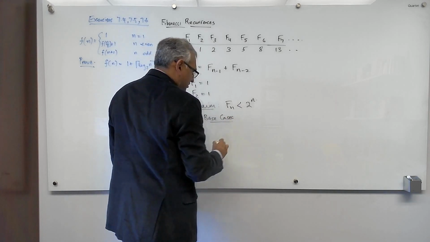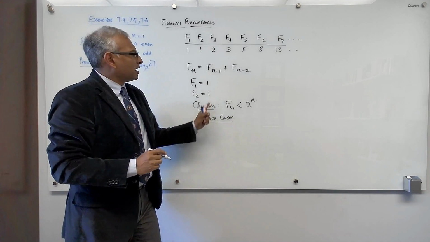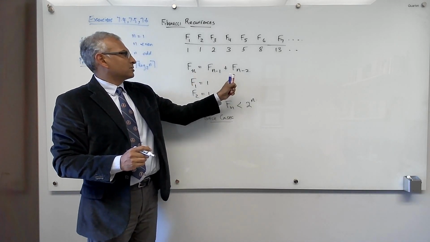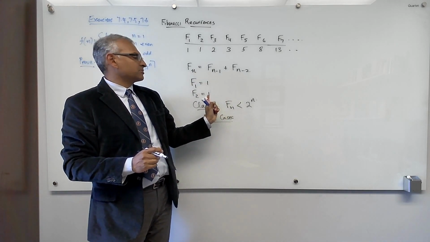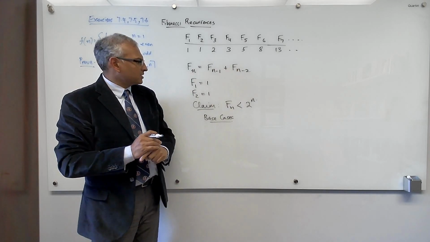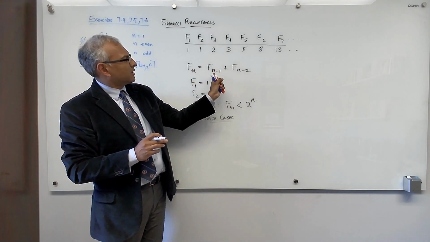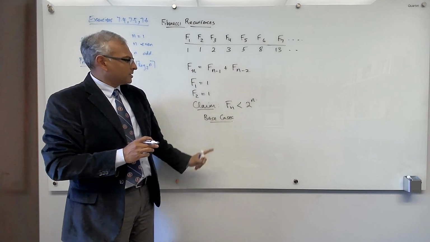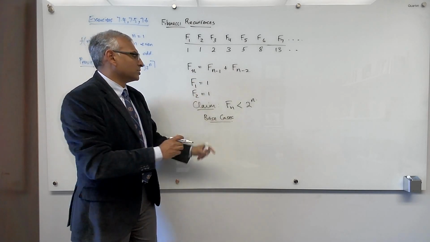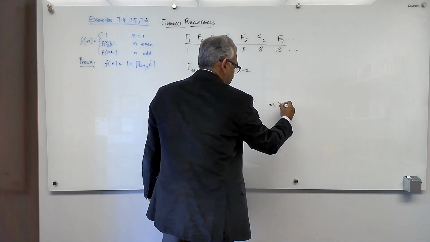And you'll see why I need 2 base cases, because I cannot apply the recursion until n becomes larger than 2. Okay, larger than or equal to 3, because then I have f of n-1 and f of n-2. So I'm going to treat f of 1 and f of 2 separately. So this is for n greater than or equal to 1.